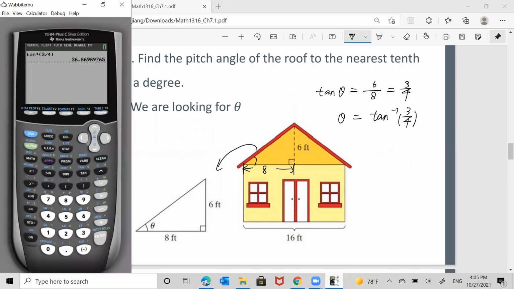Round to the nearest tenth. The nearest tenth is the digit after the decimal point, so I just keep this. The number after 86 is greater than or equal to 5, so we have 36.9.